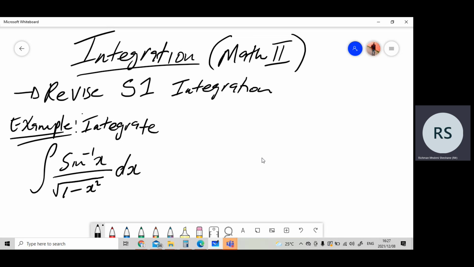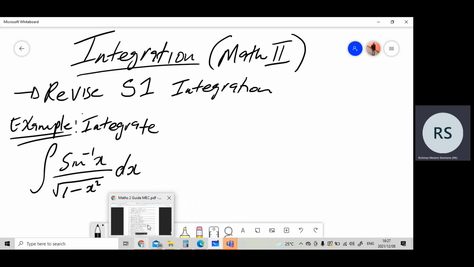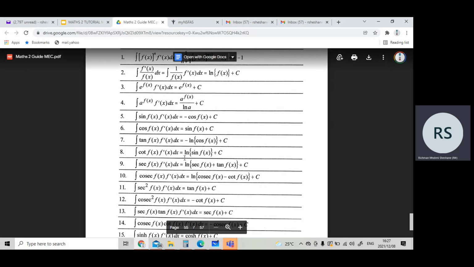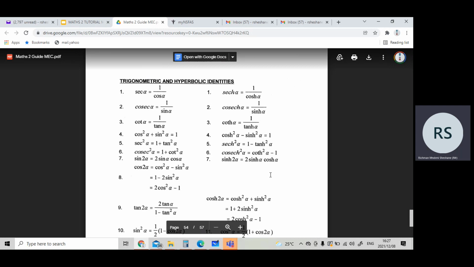Math 2 integration is pulled from Math 1. So you need to revise your Math 1 integration because there are some problems which just need your Math 1 standard integrals. The integration formula sheet will be given to you. If you need a formula sheet, you can go to your study link under a study guide. You'll go to page 55 toward the last page. You'll see the formula sheets.